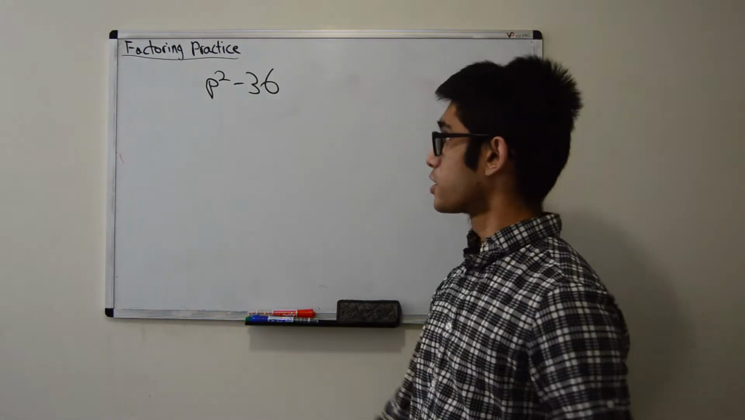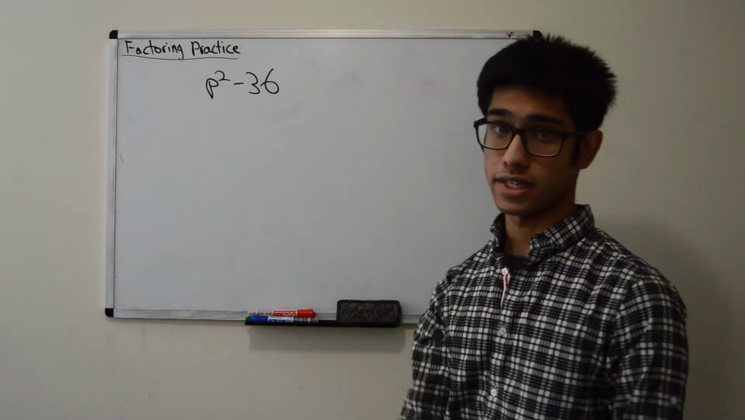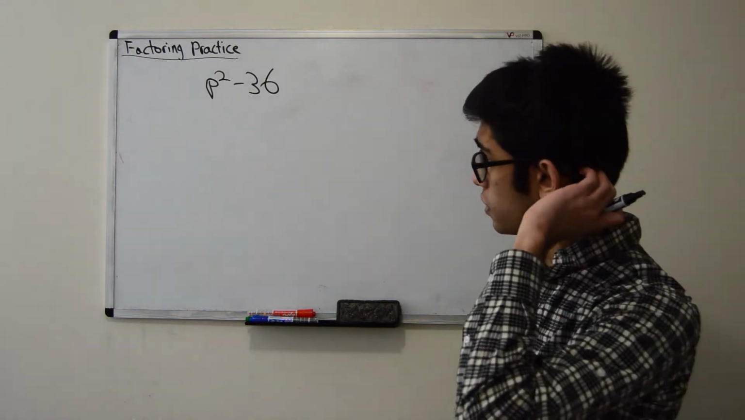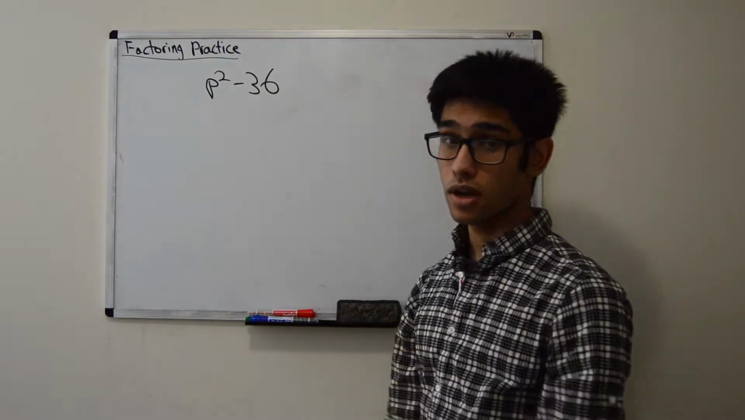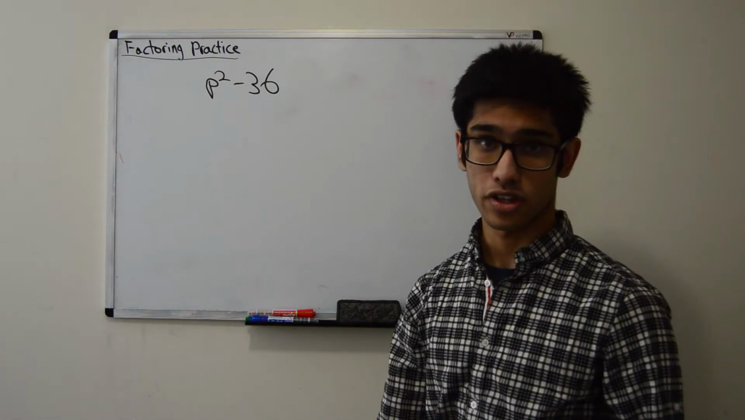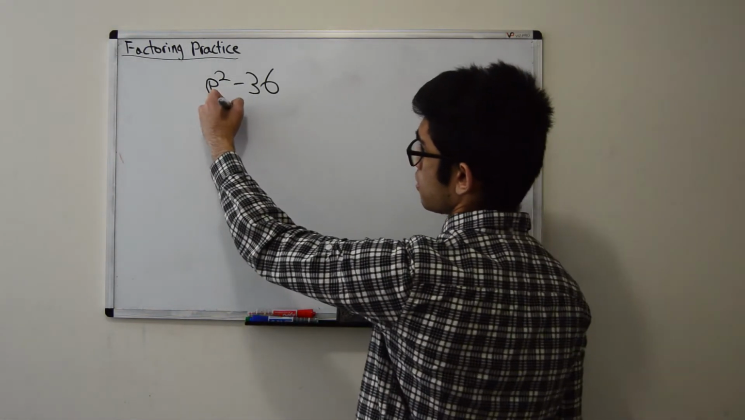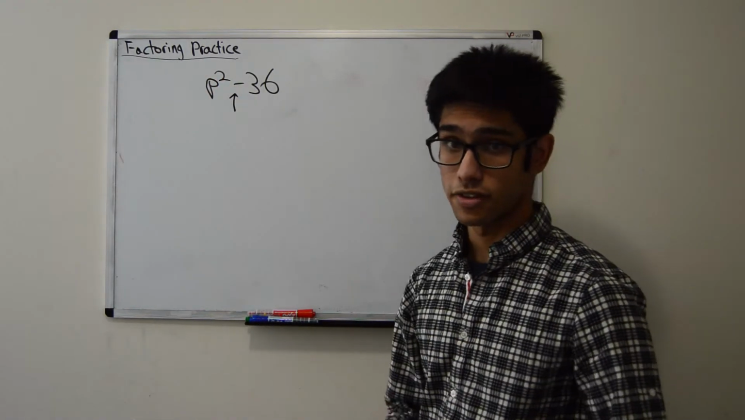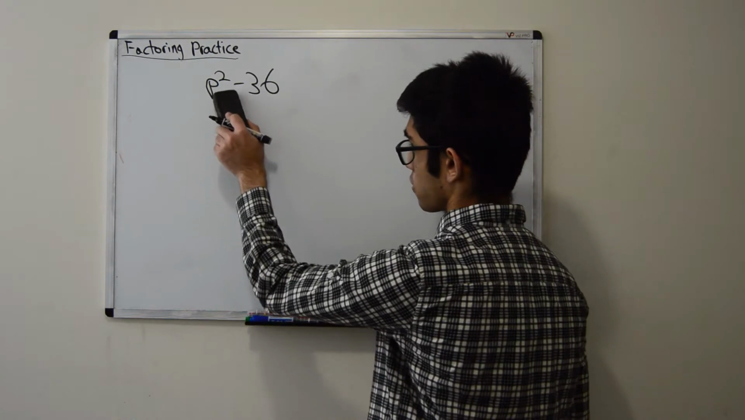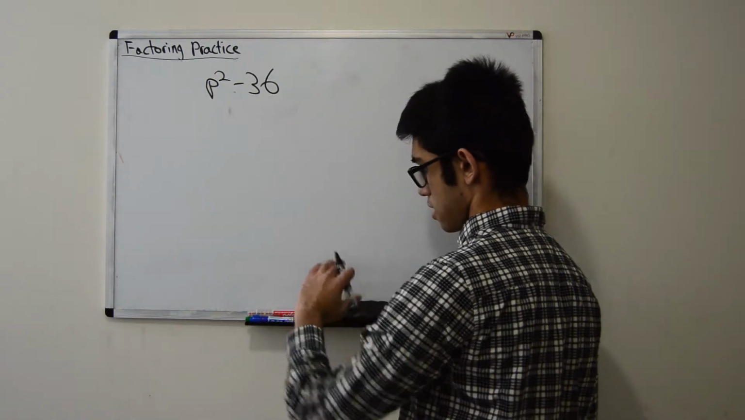Back to the question. We have p squared minus 36, and we want to factor this. If you notice, both of these terms are squares. p squared is a square, and 36 is also a perfect square. And in the middle, I have a subtraction sign. So if you guessed that this is a difference of squares, you would be perfectly correct.